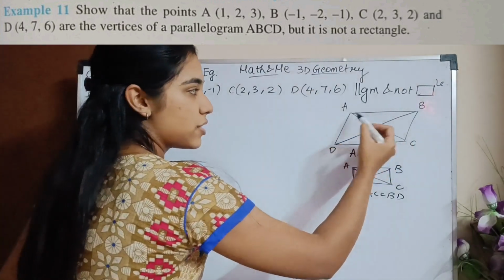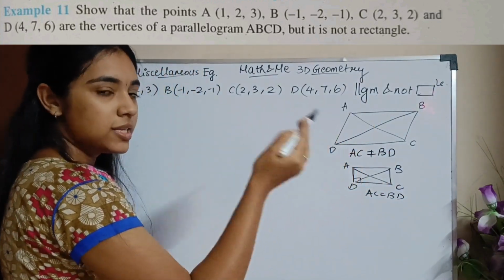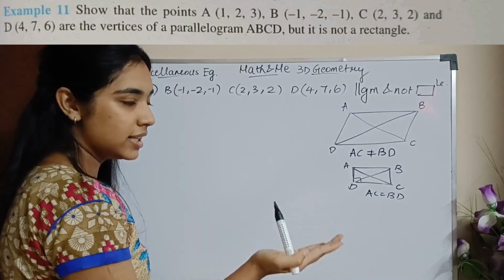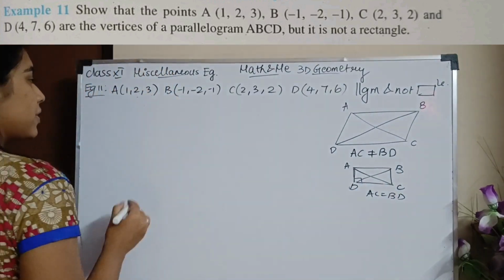So first we'll find the distance of AB, BC, CD and DA. We'll show that the opposite sides are equal. So it is either a parallelogram or a rectangle. To rule out the rectangle, I have to show that the diagonals are not equal, okay? So let me find the distances.